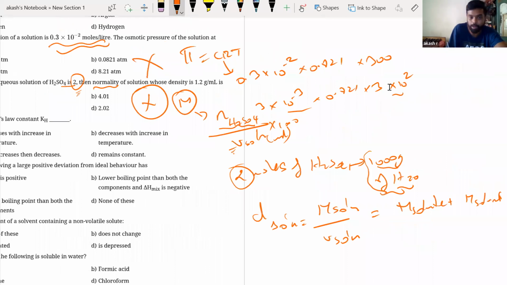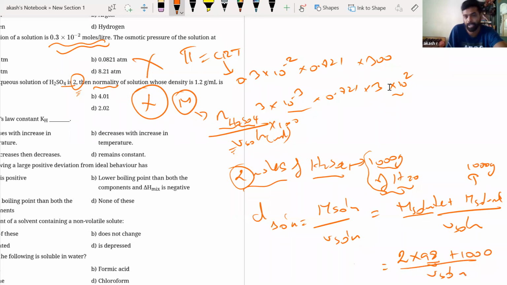Mass of solute I can calculate. What is solute? Solute is H2SO4. I know 2 moles of solute is there. So can I write this as mass of solute is nothing but mass of H2SO4. That will be 2 into the molecular mass of H2SO4. That is 2 into 98. Why does 98 come? That is the molecular mass of H2SO4, plus 1000, right? Divided by the volume of solution is equal to whatever the value is given as density, 1.2 gram per ml.